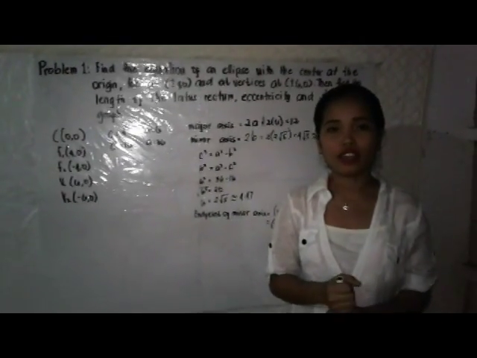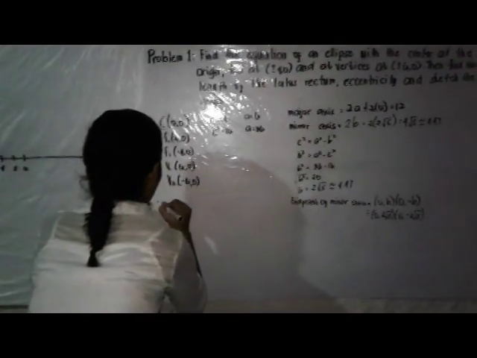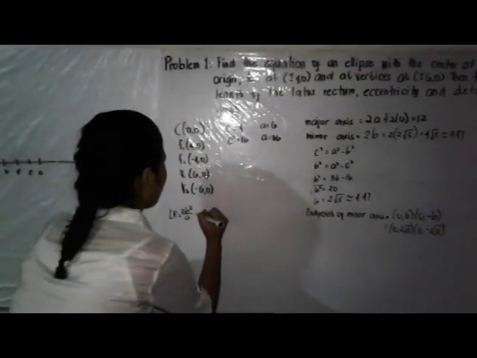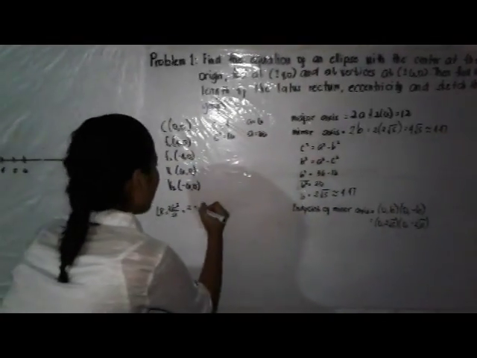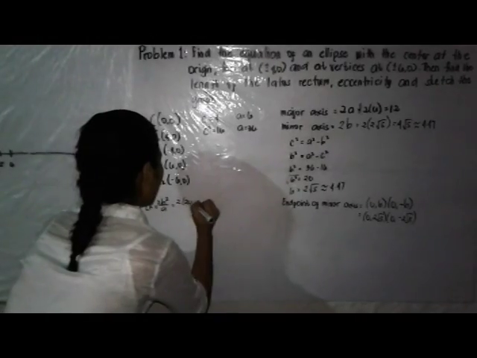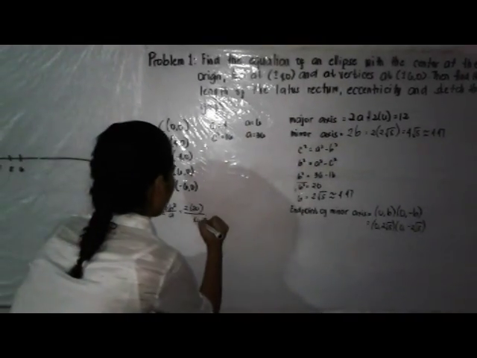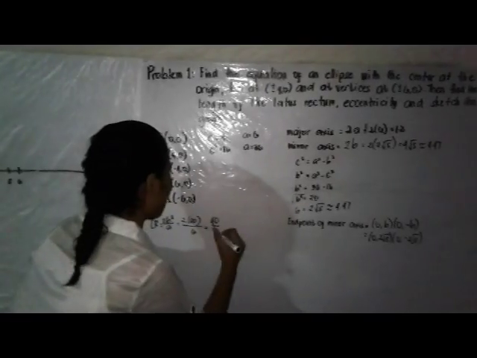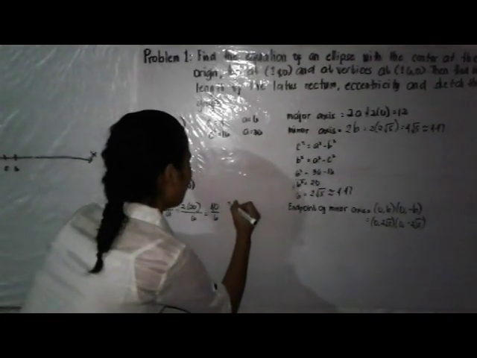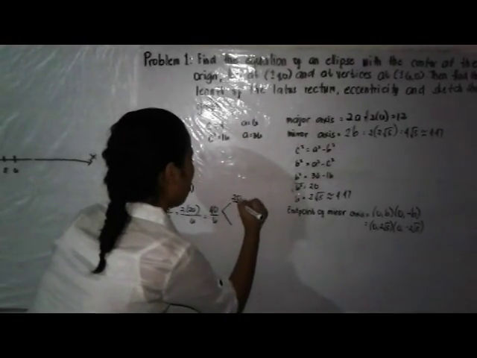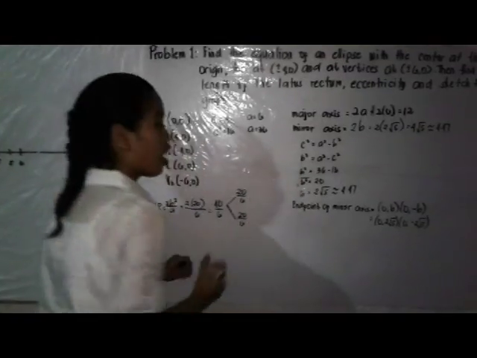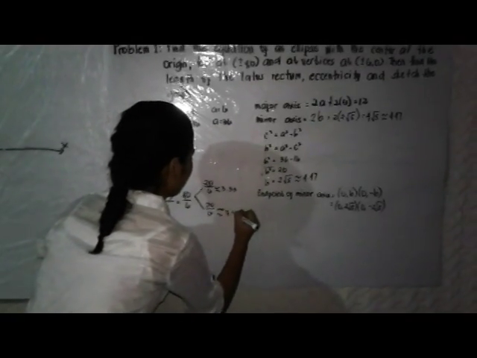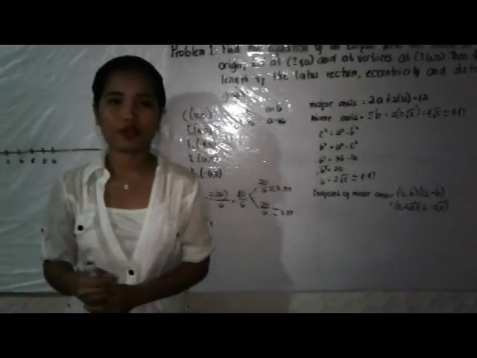Let us proceed to find our latus rectum, which is 2B squared over A. Substituting the value of B squared, which is 20, and our value of A, which is 6, we have 2 multiplied by 20, which is 40, over 6. Simplifying, it is 20 over 3, which is approximately 6.67. And let us proceed to the endpoints of our latus rectum.